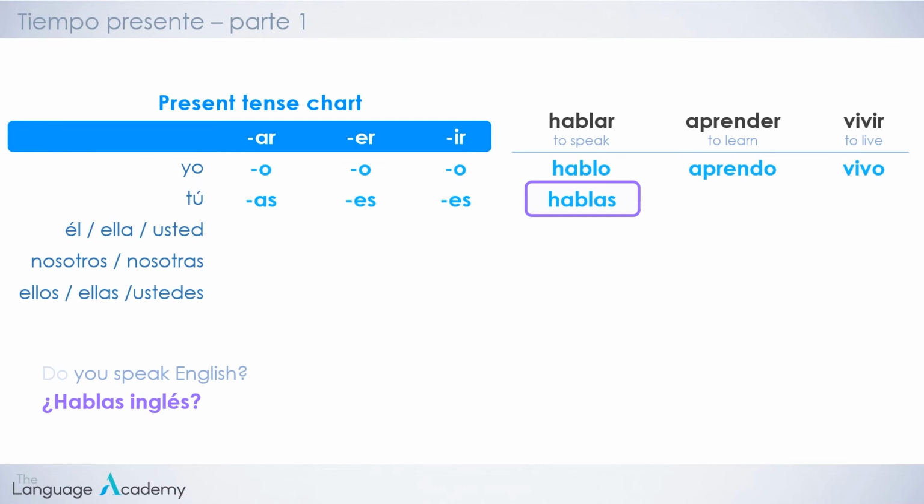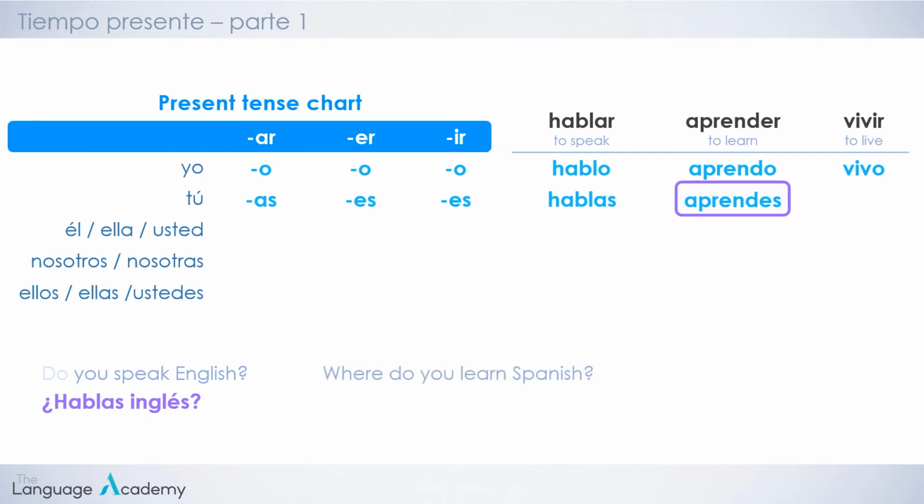Now let's continue with the next verb. How do you say you learn? We use the ES ending. Aprendes. How do you ask in Spanish, where do you learn Spanish? Once again, you don't need to consider the do for this question, and just ask, ¿Dónde aprendes español? ¿Dónde aprendes español?